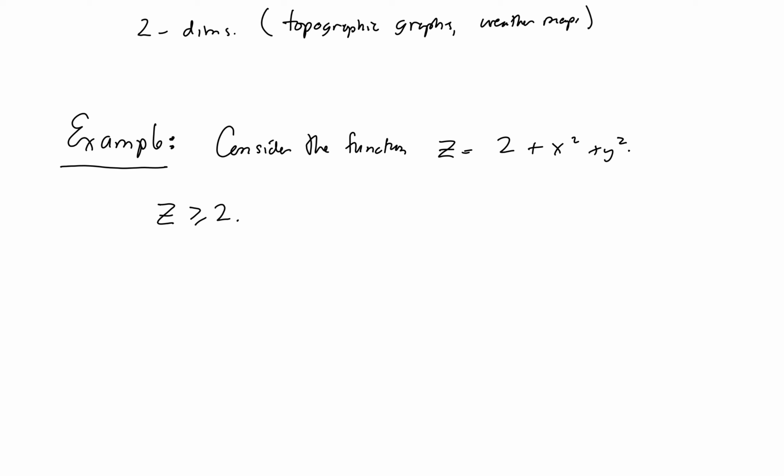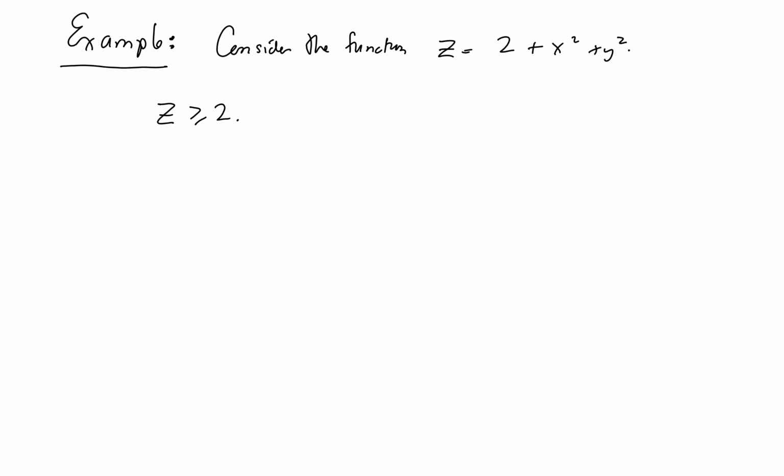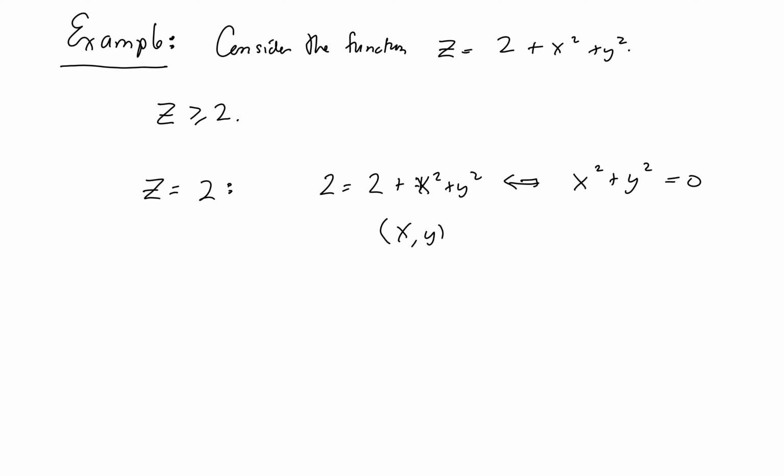And so now to visualize what this graph looks like, we could do the same process that we just did before, but let's draw some contours instead. So let's start with the smallest value z can be, which is 2. That gives me this equation, which is the same equation as x squared plus y squared has to be equal to 0. And that only happens at the point 0, 0.